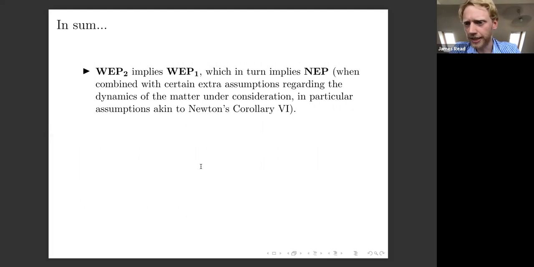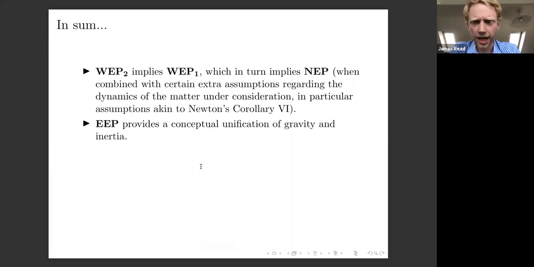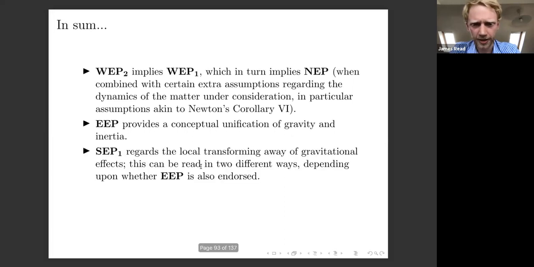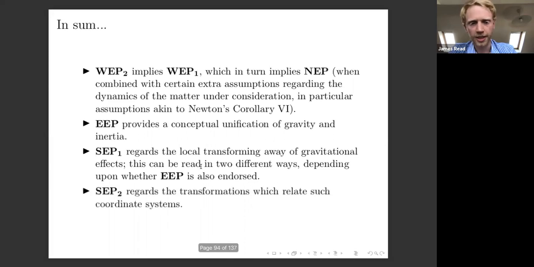Okay, so let me summarize this framework. The weak equivalence principle 2 implies WEP1, which in turn implies NEP when combined with certain other assumptions. The EEP provides a conceptual unification of gravity and inertia. SEP1 regards the local transforming away of gravitational effects, and this can be read in two different ways depending upon whether the EEP is also endorsed. And SEP2 regards the transformations which relate such coordinate systems.